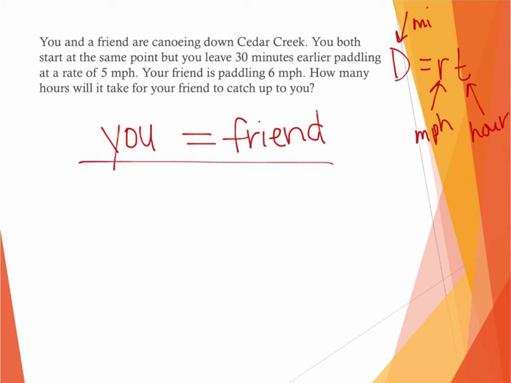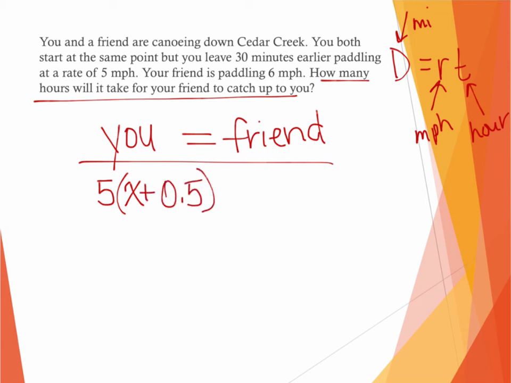You're paddling 5 miles per hour, so that's your rate. Now your time is going to be the number of hours it takes your friend plus a half an hour, because your friend left a half an hour later than you. Notice here how I didn't write 30, I wrote 0.5 because my time is in hours. So I have to write that 30 minutes in terms of hours as well. My friend is paddling at 6 miles per hour, and it's going to take x hours for them to reach me.